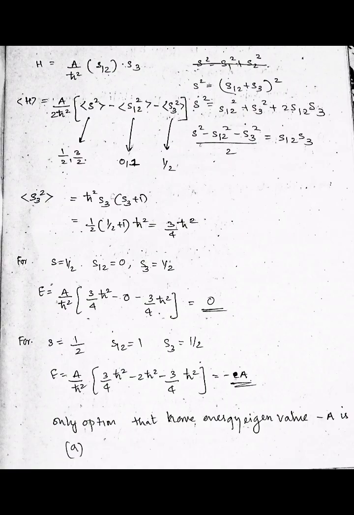So for S is equal to half, S12 is equal to 0, S3 equal to half, we can write E, that means the expectation value of H, is equal to A by h cut square into 3 by 4 h cut square minus 0 minus 3 by 4 h cut square, and this is equal to 0. And for the combination S is equal to half, S12 is equal to 1, S3 is equal to half, we can write E is equal to A by h cut square into 3 by 4 h cut square minus 2 h cut square minus 3 by 4 h cut square, and this is equal to minus A. So the only option that has the energy eigenvalue minus A is option A. So this is the answer.